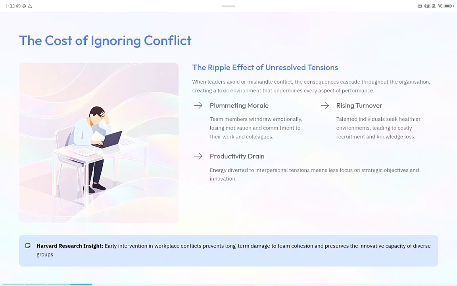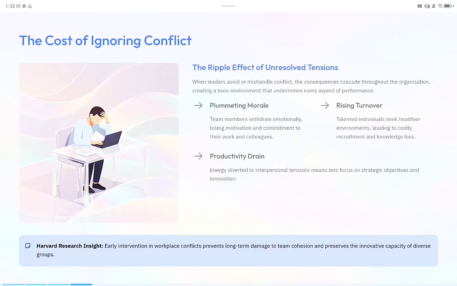But a natural reaction to any conflict is to ignore the conflict itself. We usually put things under the bed or under the table to make sure that it need not be resolved. But what happens if you do that? If you push a conflict to a future date, or if you try to hide a conflict and not find a solution, the ripple effect of an unresolved tension usually results in plummeting morale of the team, raising turnover, or draining productivity. Now, why does this happen?